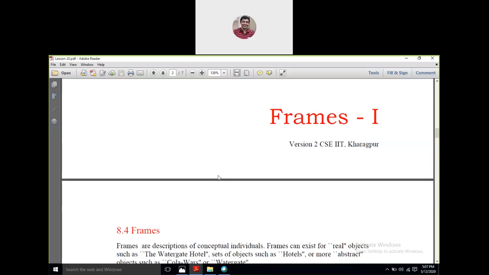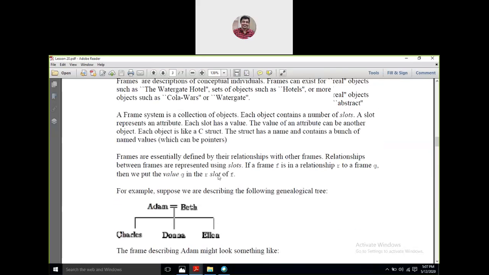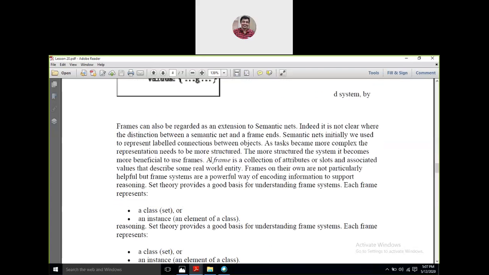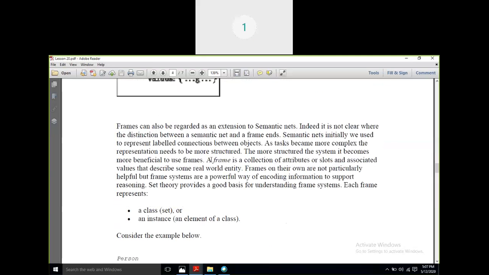Whenever you get these course materials, the first thing you have to do is roll down to the best and the first definition. A frame is a collection of attributes or slots and associated values that describe some real world entity, right? I'd ask you, if you can, to write it on a small piece of paper: a frame is a collection of attributes or slots and associated values that describe some real world entity.